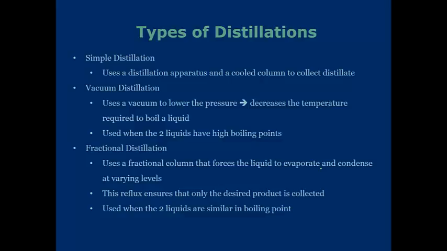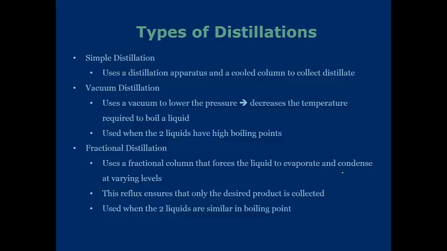A vacuum distillation uses a vacuum to lower the pressure, thus decreasing the temperature required to boil the liquid. This is used when the two liquids have very high boiling points. It makes it so that we don't have to achieve as high of a temperature. Fractional distillations use a fractional column that forces the liquid to evaporate and condense at various levels. This reflux ensures that only desired product is collected. This is used when the two liquids are similar in boiling points.